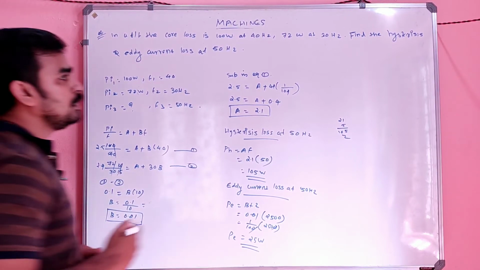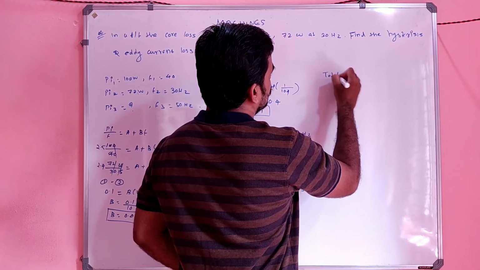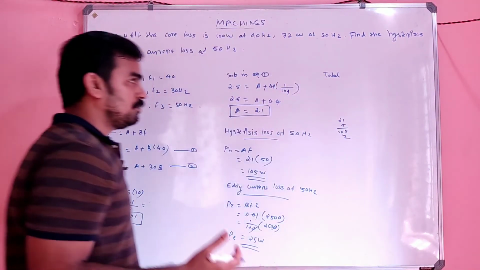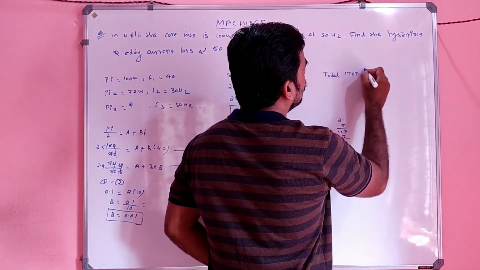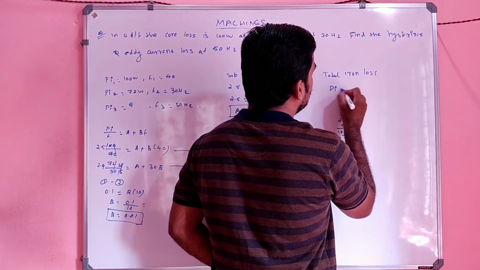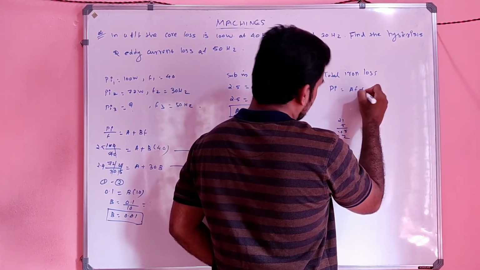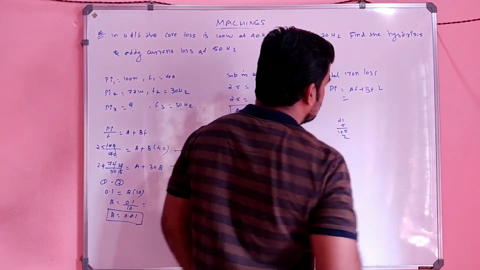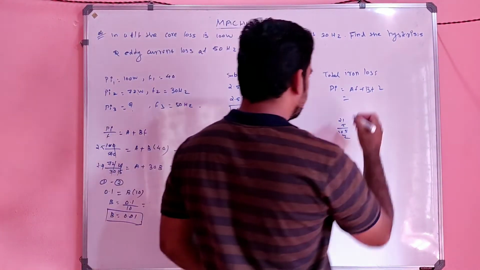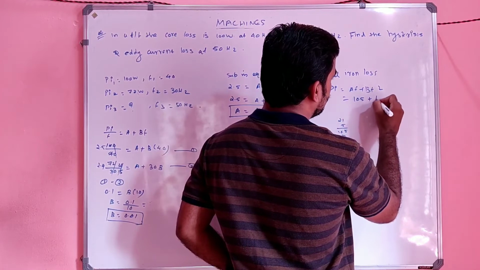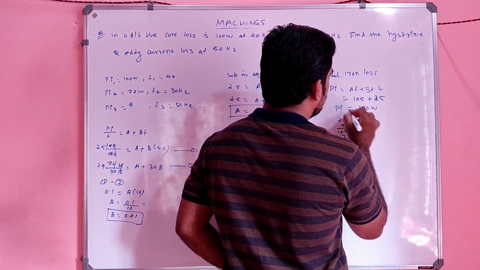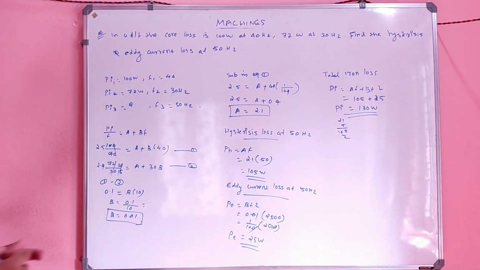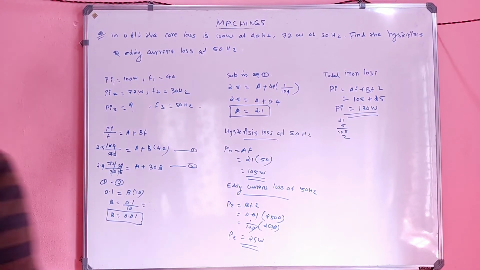And if you want to find the total iron loss, it is not needed in the question, but we can find that also. Total iron loss Pi will be equal to A F plus B F square, correct? The A F value is 105 and the B F square value is 25, so it will become 130. So the total iron loss is 130 watt.